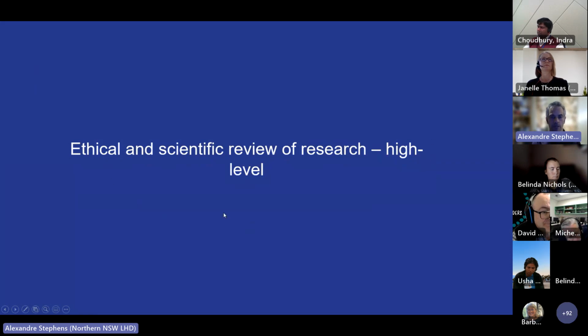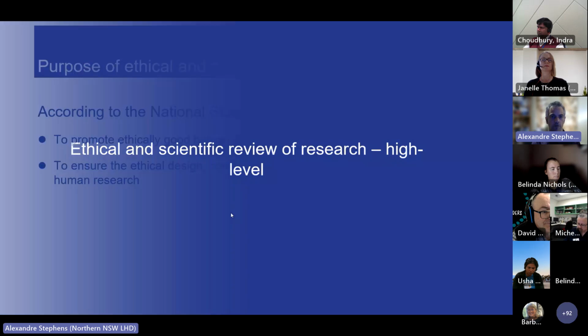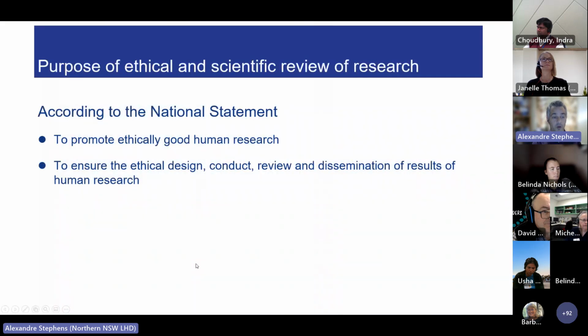High-level overview of ethical and scientific review of research. So what is the purpose of ethical and scientific review of research? According to something called the National Statement on Ethical Conduct in Human Research, which in my mind is the best guiding documentation for human research in Australia, it's to promote ethically good human research. So fairly plain and simple language. And also to ensure the ethical design, conduct, review, and dissemination of results arising from human research.